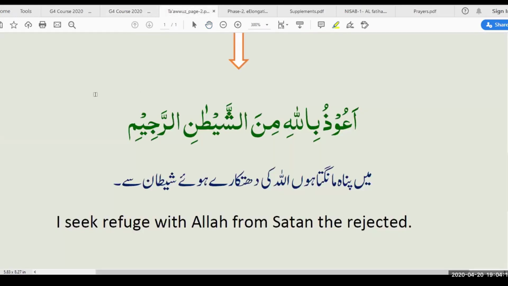I want to start with ta'awuz. A'udhu billahi minash shaitanir rajim, and tasmiyah. Bismillahir rahmanir rahim. This is the correct pronunciation, so make sure that you read this properly, inshallah, when we get to it.